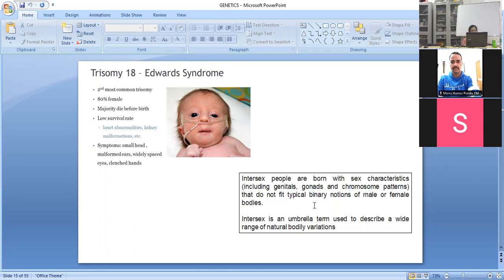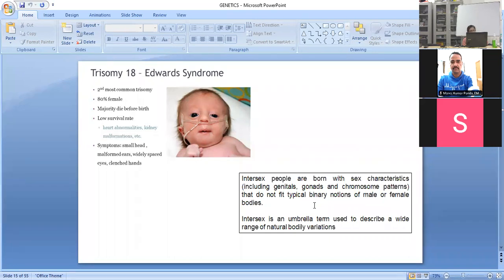Edwards syndrome is there. It is the second most common trisomy. Even though it's not in the syllabus, which is limited to Down and Turner syndrome, it's essential that we let our students know about some of the common syndromes. Mostly 80% of those affected are females and the majority of them will die before birth, prenatally. They have very low survival rates, a very small head, and malformed ears. In this particular condition, there is a trisomy of chromosome 18.